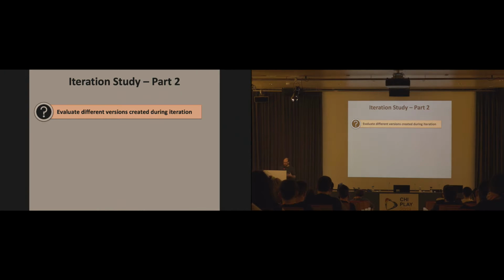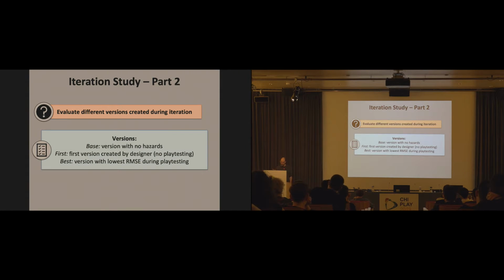And so as a follow-up in this part of the study, we wanted to do a larger scale evaluation of a couple different versions that the designer created to get a little bit more data on what the players were doing and how far they were getting. And so in this, we just looked at the base version that we gave them with no hazards, the first version that they created, which had no feedback from the playtesting, and then the best version, which was the version with the lowest RMSE during playtesting, that 9th version, essentially. And so we just looked at those 3 versions.